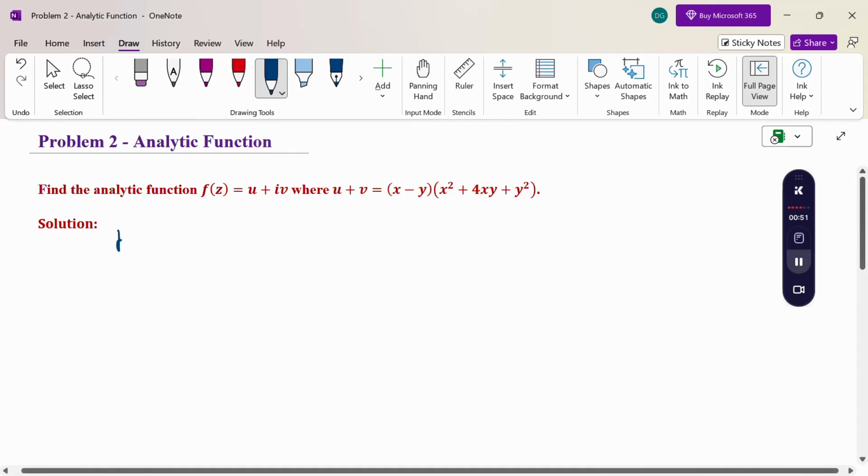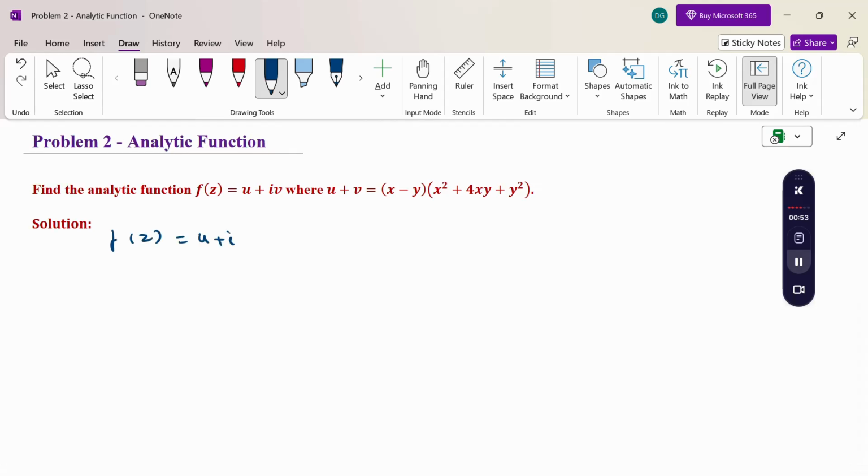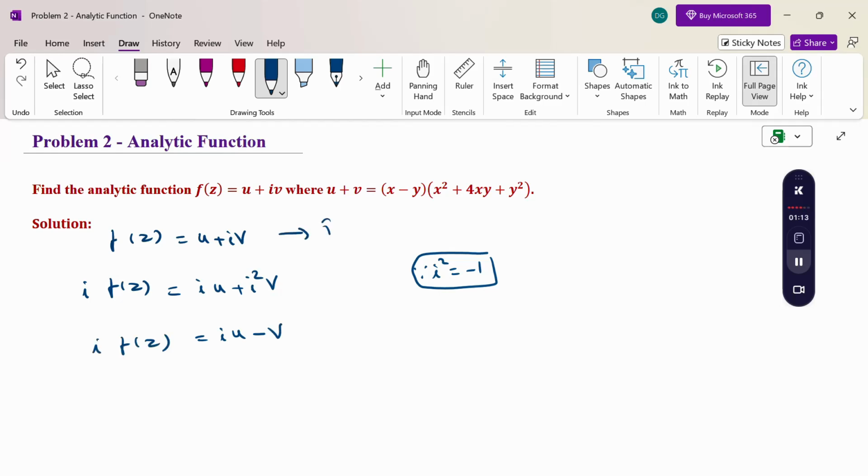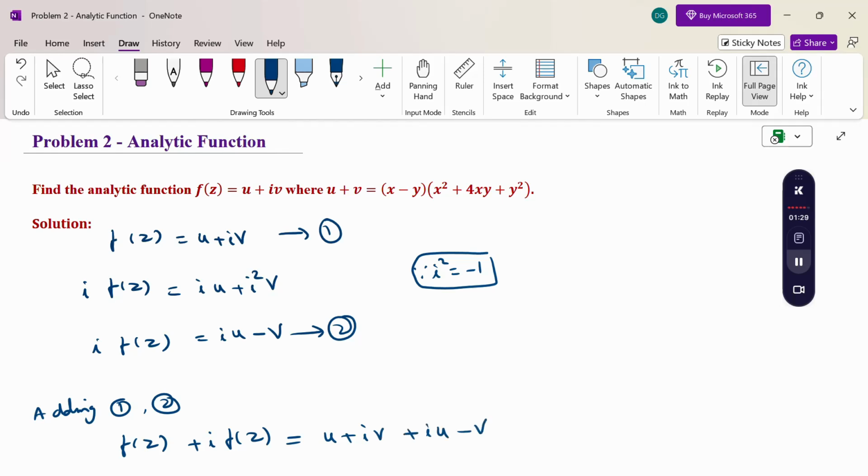First of all, f of z is nothing but u plus iv. Now multiply i on both sides. Therefore, i into f of z equals i into u plus i square into v, and i square value is minus 1. Therefore, this term is iu minus v, i into f of z. Now I consider this as equation 1, this as equation 2. Adding equation 1 and 2, f of z plus i into f of z equals u plus iv plus iu minus v.